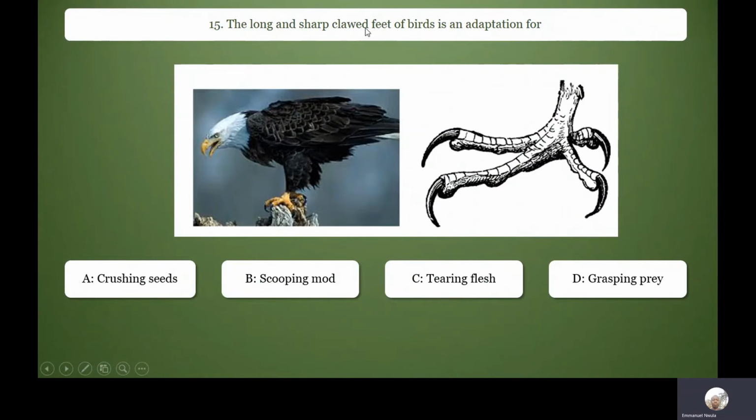The long and sharp clawed feet of birds is an adaptation for grasping prey. They use that to grasp prey. You can see the curved talons, the curved claws. Something like the hawk, the kites, the eagle. They use this kind of claw to grasp prey, to hold on to prey.